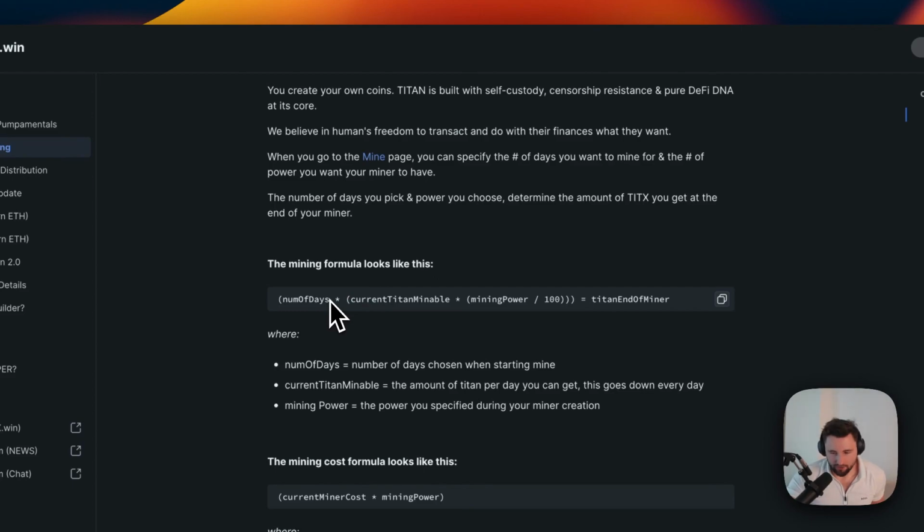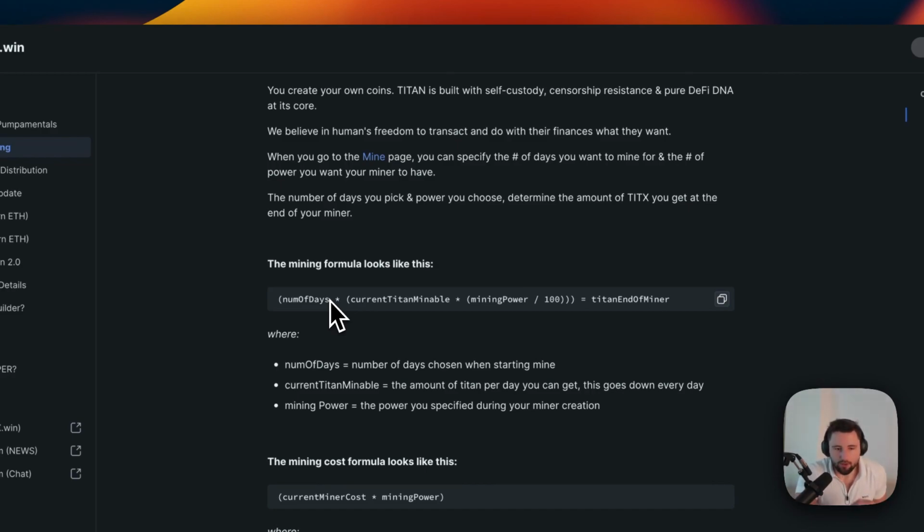So the two main things are mining power and number of days. I'll try to explain this in my own words here. The power determines the cost. The length determines how many tokens you get. So for example, on day one, there's 8 million Titan per day of mining. So if you have a miner that goes for 1 day, you only get 8 million tokens at the end of it. If you go for 100 days, you get 800 million tokens, right? If you go for 200 days, you get 1.6 billion tokens. So the longer you go, the more tokens you get.